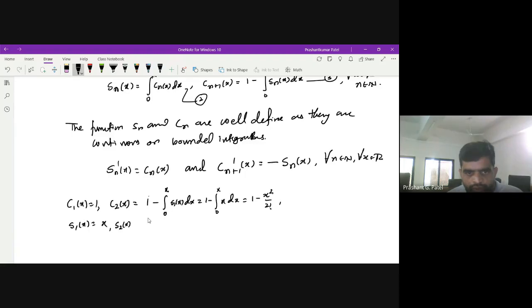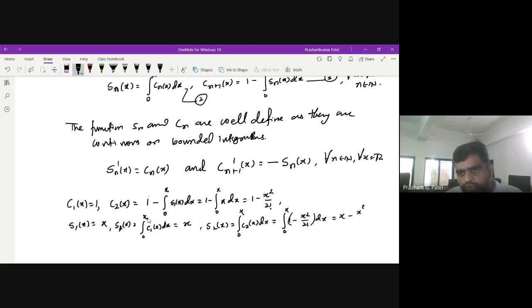S1 of x, if you want to calculate, it is the integral from 0 to x of C1 of x dx. Sorry, S1 is this, so as per this it is x. And if you want to calculate S2 of x, it is the integral from 0 to x of C2 of x dx. The integration of 1 minus x square by 2 factorial will be x minus x cube by 3 factorial.